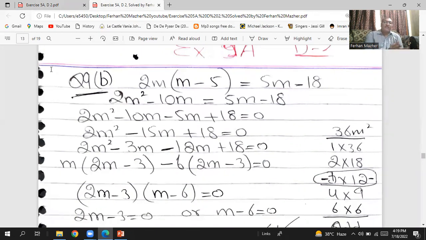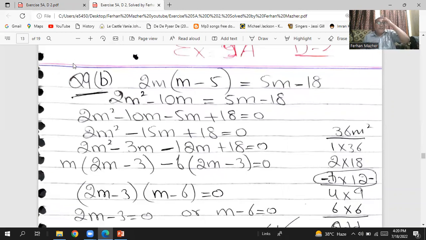So I will take them to the left side. All the members on the right side, we will take them to the left side. So you will have 2m square minus 10m minus 5m plus 18 equals to 0. So then you will have 2m square minus 10m minus 5m, it will become minus 15m, and plus 18 equals to 0. So now we will multiply the extreme terms. When you multiply 2m square with the 18, you get 36.